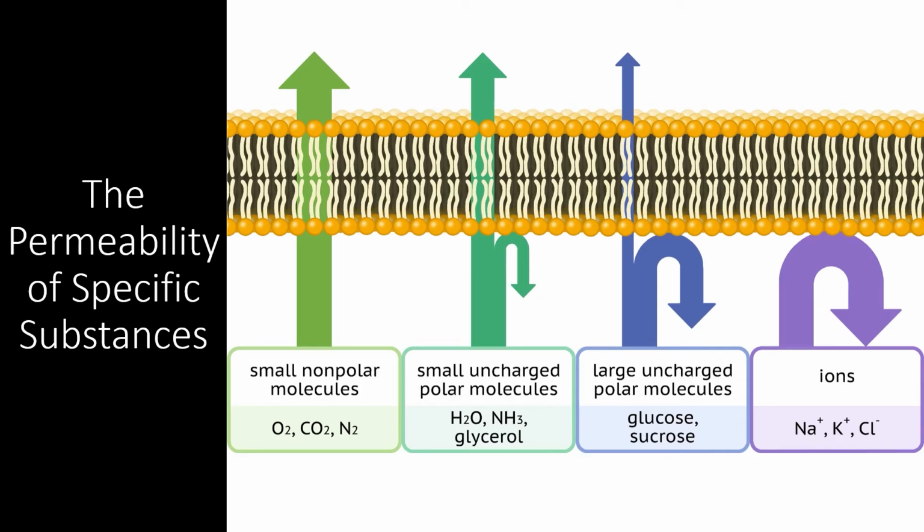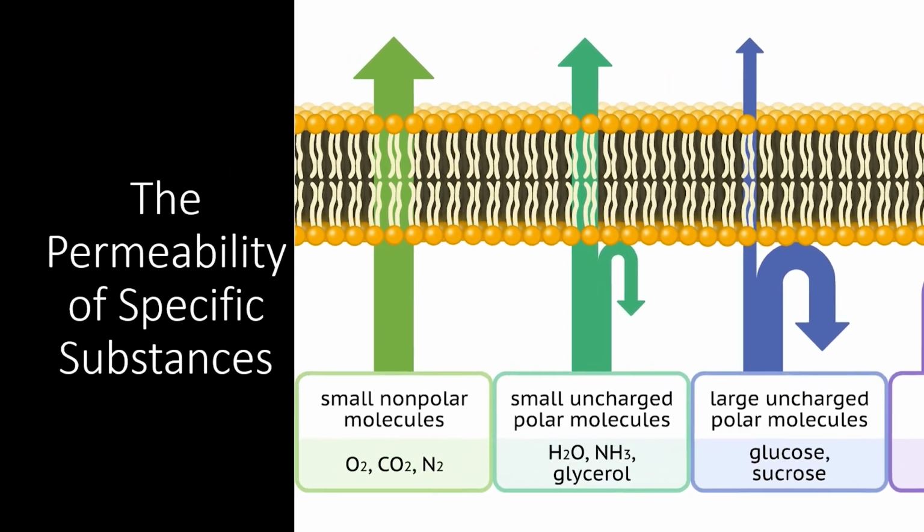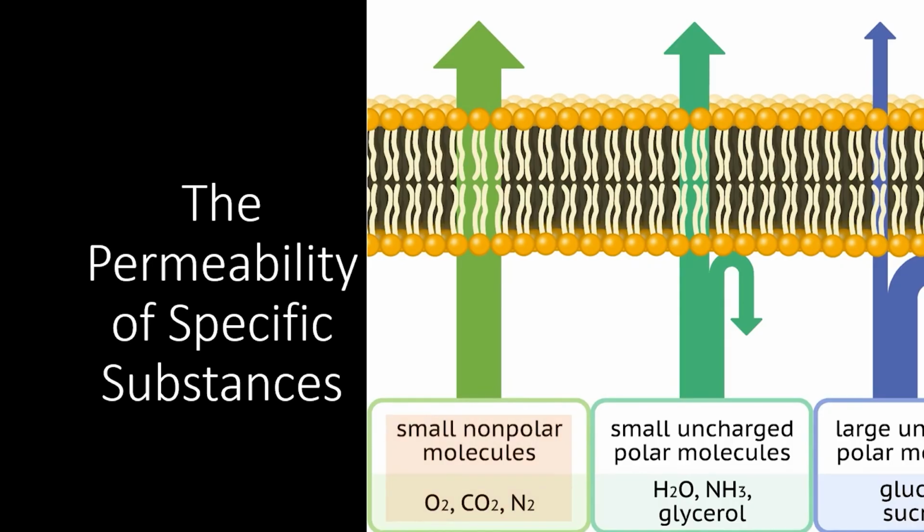Now that we understand the basics of how selective permeability is created, let's see what types of molecules cells allow and reject. Let's start with small, nonpolar molecules. Molecules like oxygen can easily pass through the cell membrane. This is important since most eukaryotic cells need oxygen to complete cellular respiration and store energy in ATP.